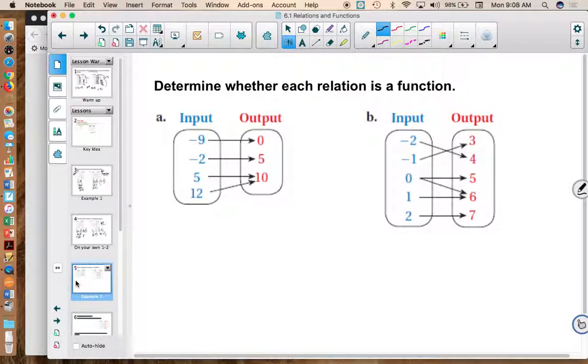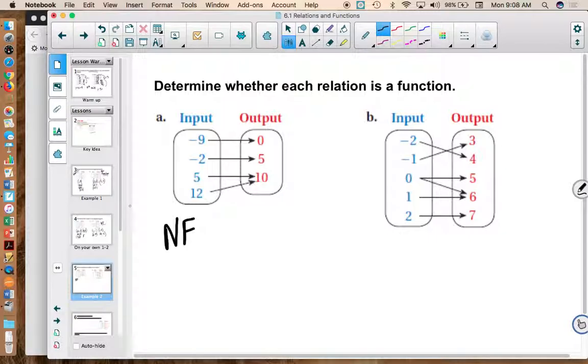Molly, look at A for me and tell me, is it a function or not a function? It is not a function. Why not? Can the output be used more than once? No. It never says that there could be 2 different. There has to be just one input for one output. Okay, Molly, I tricked you.